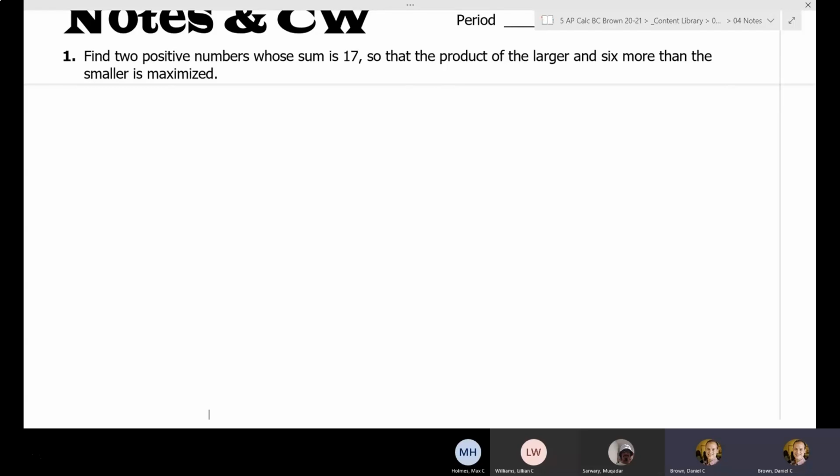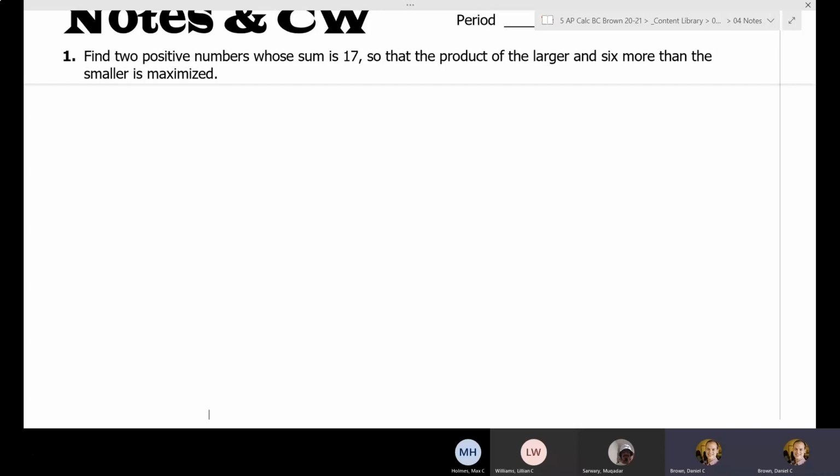It says find 2 positive numbers whose sum is 17, so that the product of the larger and 6 more than the smaller is maximized. So yes, I will say, disclaimer, many of these optimization problems, if you're good with logic and good with problem solving, you can probably solve without calculus. Oftentimes they're written so they're a little bit harder to solve without calculus, like it just says 2 positive numbers.